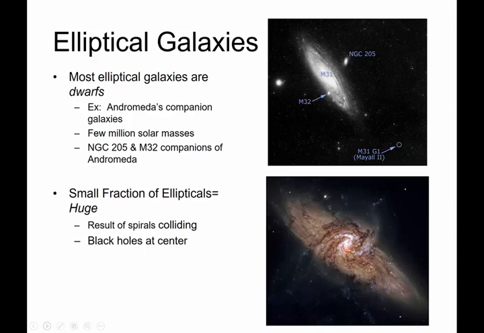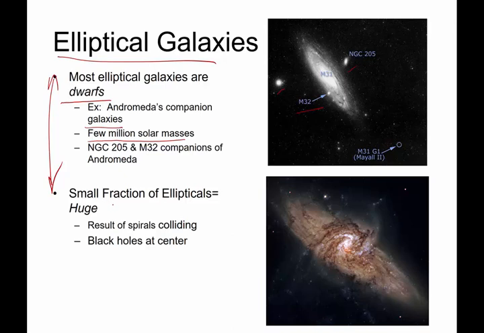Most elliptical galaxies are, and this is one of the challenges with elliptical galaxies, there are two major types of ellipticals. There are many elliptical galaxies that are dwarf galaxies. Around Andromeda, our neighbor, there are some dwarf galaxies, and these dwarf elliptical galaxies are small, a few million solar masses, which is still very, very big, and they are companions to much larger galaxies. So those are dwarf ellipticals.